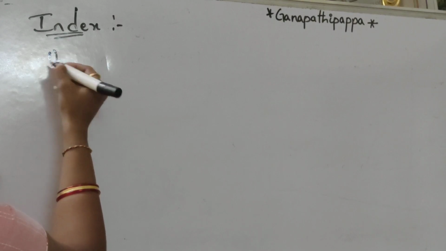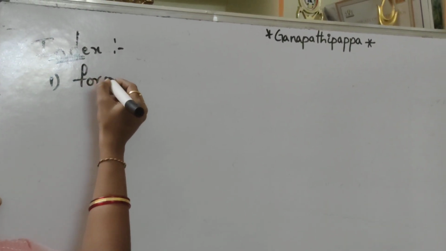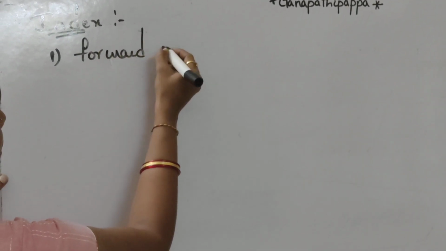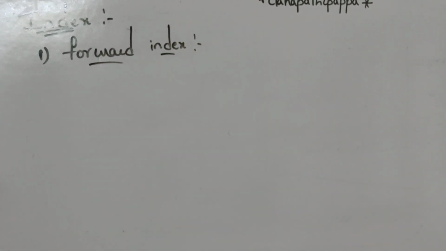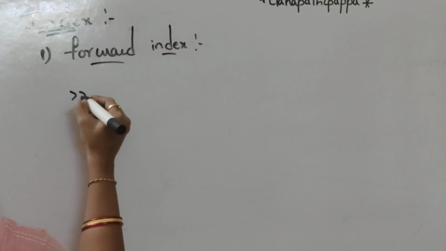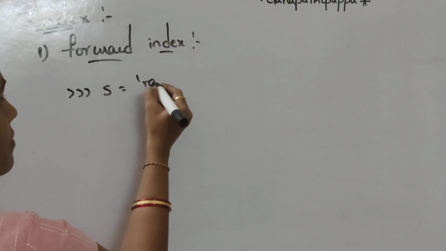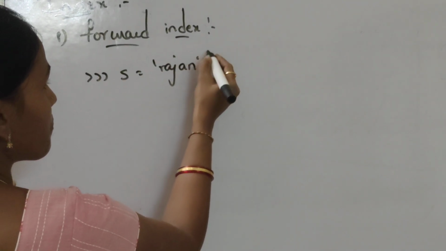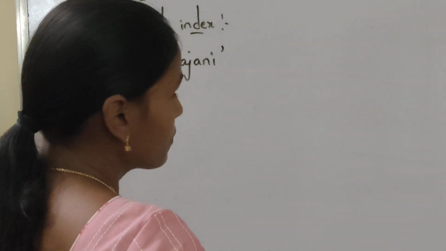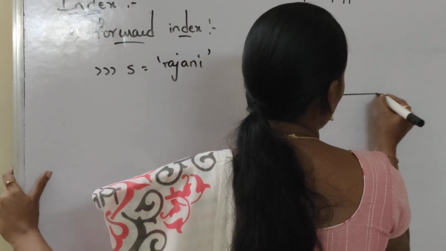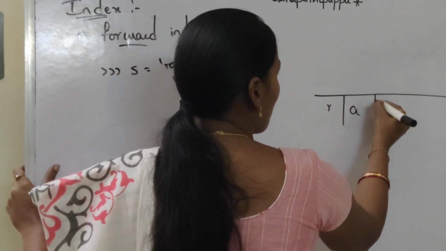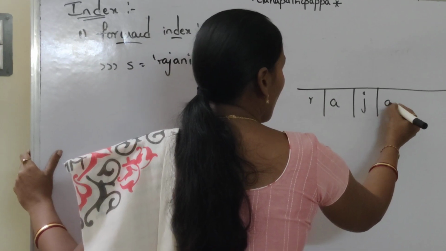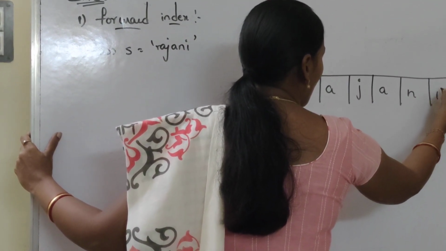Forward index. First we will see the forward index. Let's suppose we take one string, S is equal to Rajini. First we will take one diagram. That one is R A J I N I.